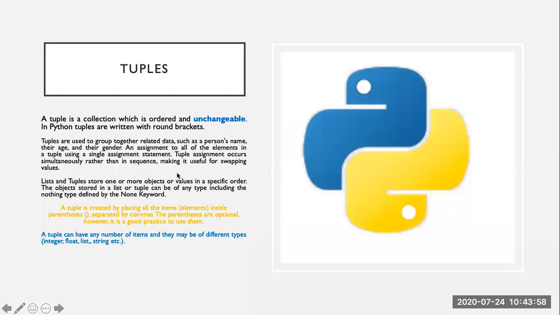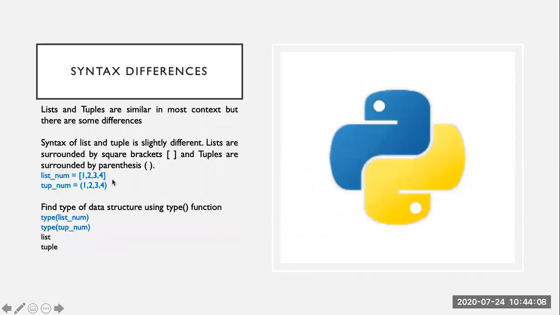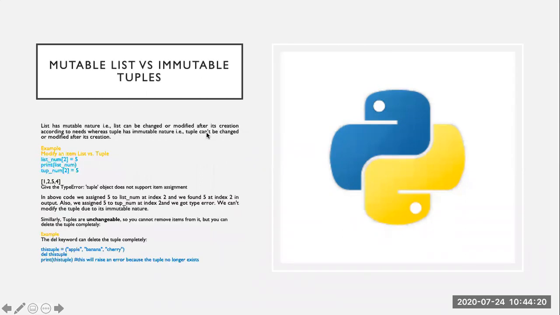So we learned that lists and tuples are used to store one or more objects in a specific order. Then what is the difference between lists and tuples? Why do we need to use tuples? Let's see the difference between lists and tuples. They are very similar in most contexts, but there are some differences. First of all, we will see the syntax difference.